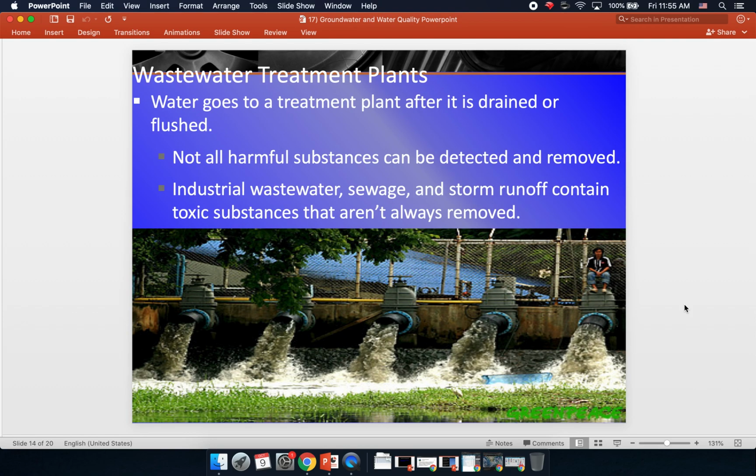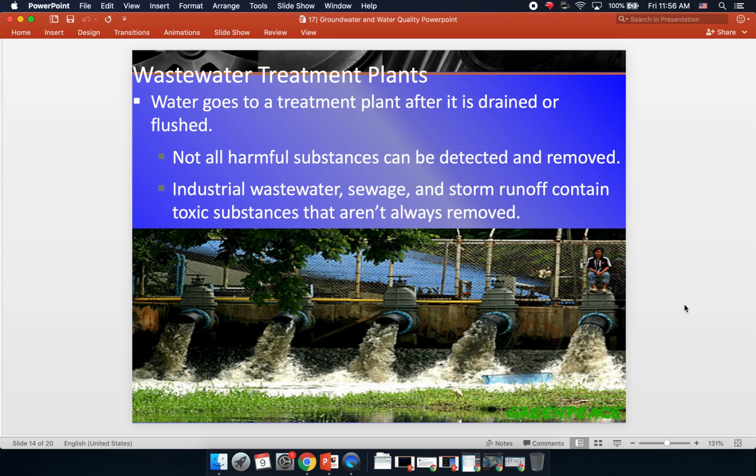All right, wastewater treatment plants. So water goes to treatment plants after it's drained or flushed, especially in cities where they have sewers. That water will go to the treatment plant to be cleaned up and put back into the water supply. Not all harmful substances can be detected and removed, and they're honest about that at the wastewater treatment plants. They'll tell you right away that they believe they're cleaning up the water really well, but they understand that there are some substances they cannot detect, and therefore they do not know whether they're removing them from the water or not.